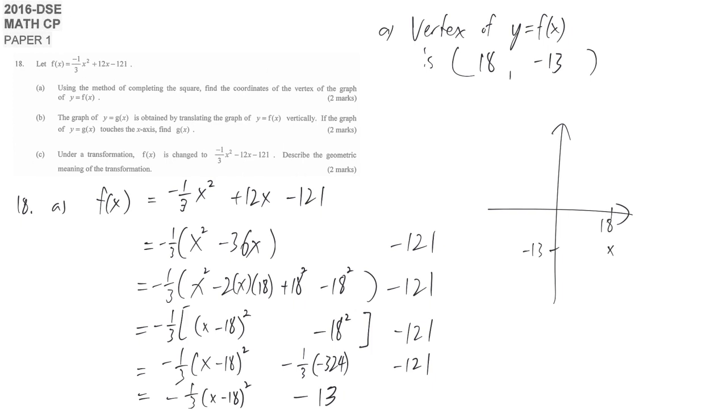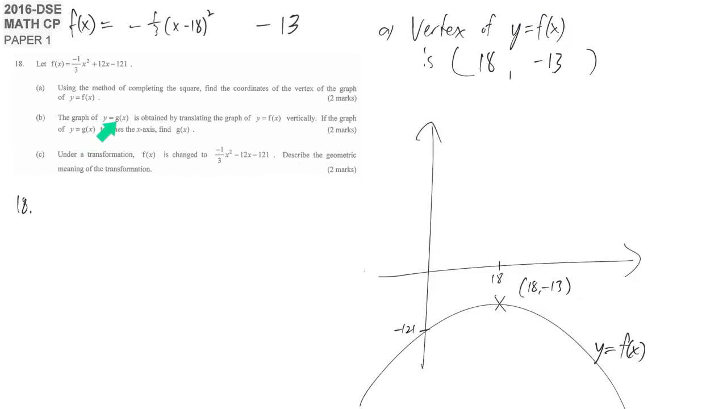This is opening downward, so it's like this. This is the graph. And if we extend it, when x equal to 0, we know that the constant term will be the only outcome, so -121 here. That's what we know about this graph at this moment.